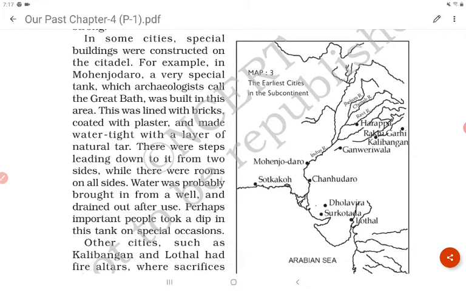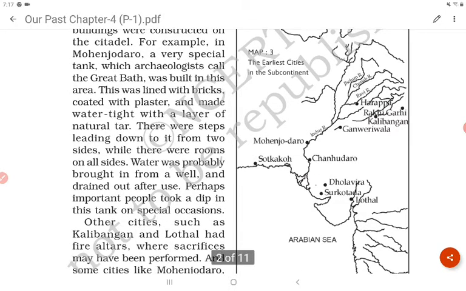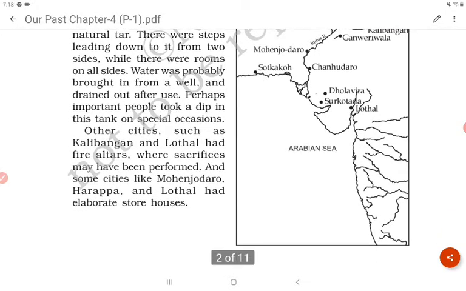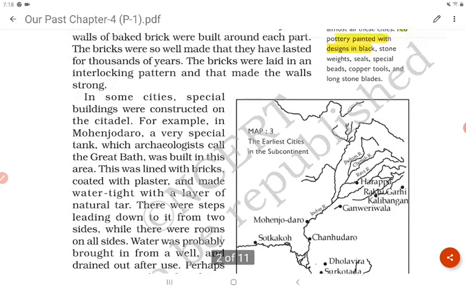The earliest cities in the subcontinent: Harappa, Rakhigarhi, Kalibangan, Ganweriwala, Mohenjo-daro, Sotkakoh, Janhudaro, Dholavira, Surkotada, Lothal, Arabian Sea.